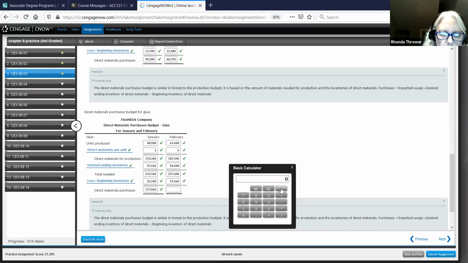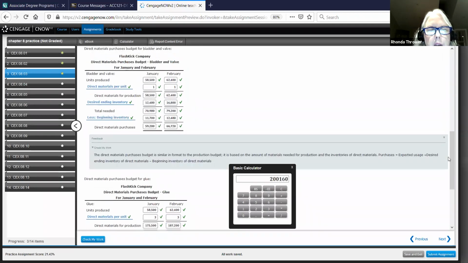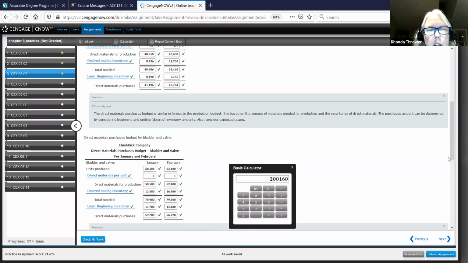And finally, we finally completed our direct materials purchases budget for each one of the direct materials that we have for these units.